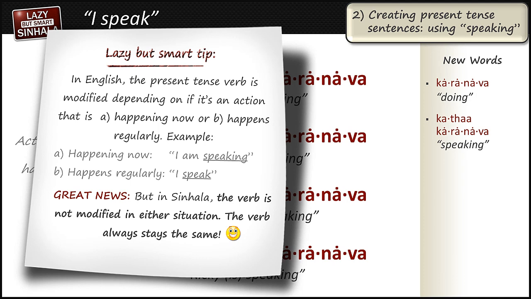In English, the present tense verb is modified depending on if it's an action that is A, happening now, or B, happens regularly. Example of happening now, I am speaking. And to convert this into an action that happens regularly, we modify the word speaking to speak. The great news is, in Sinhala, the verb is not modified in either situation. The verb always stays the same regardless if the person doing the action is singular, plural, male or female.